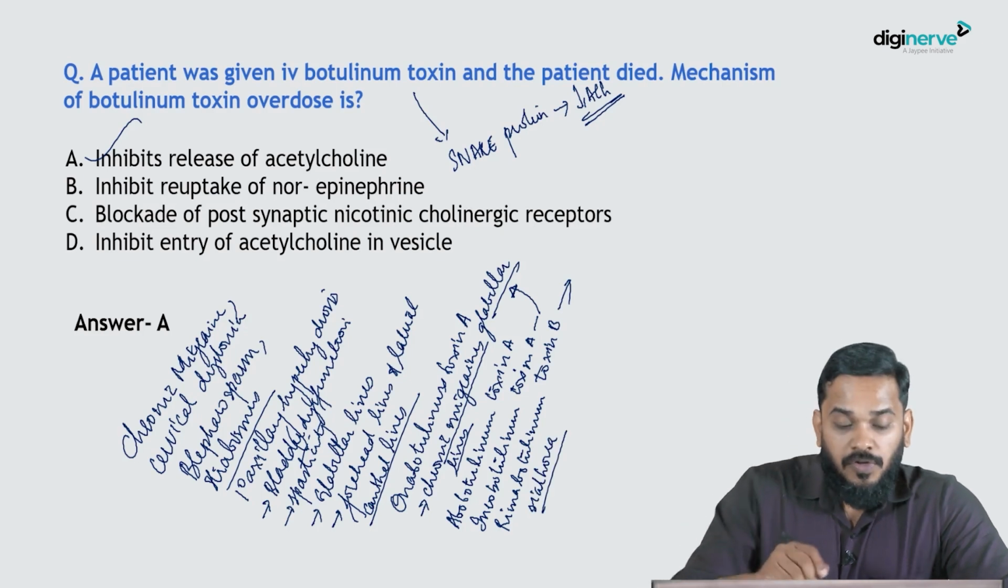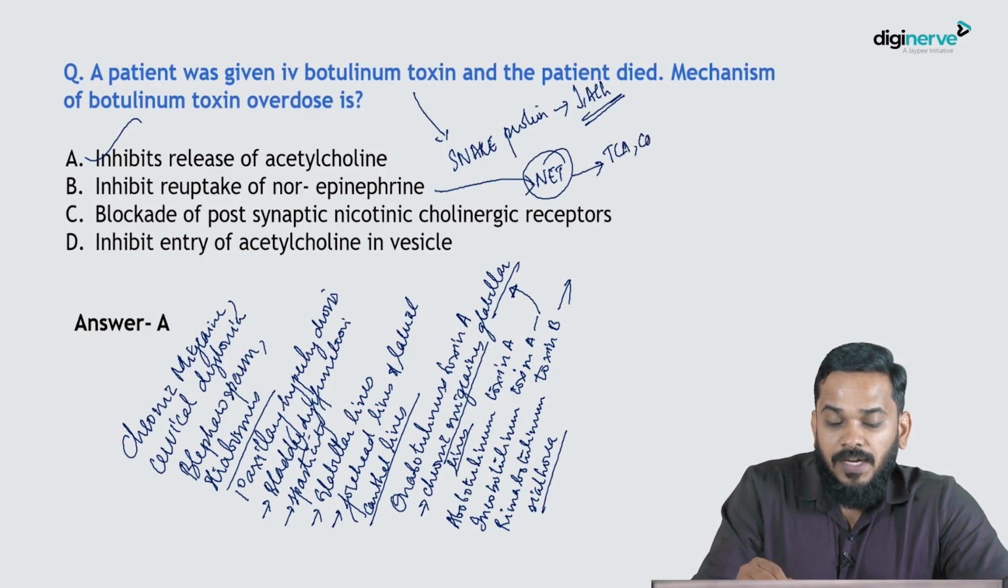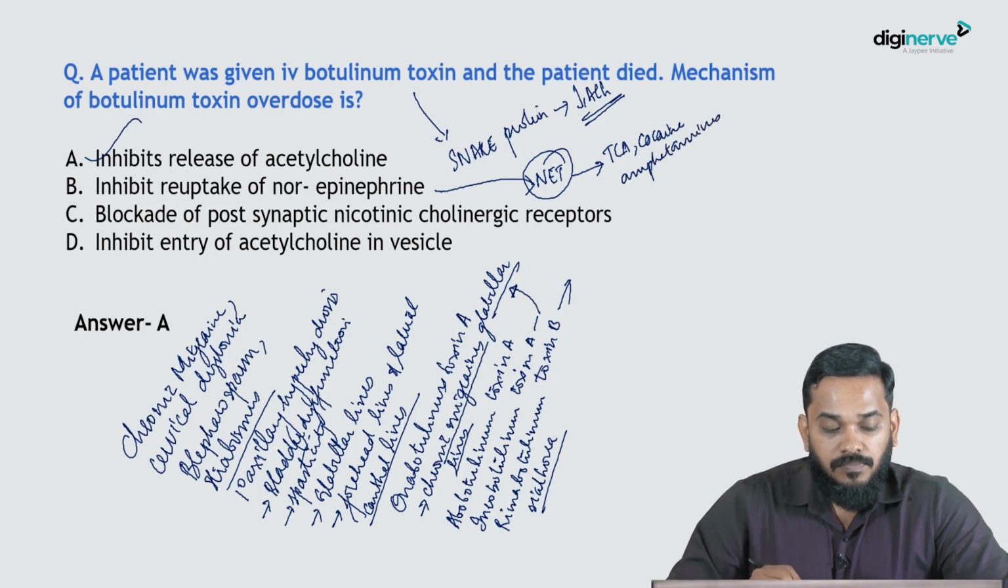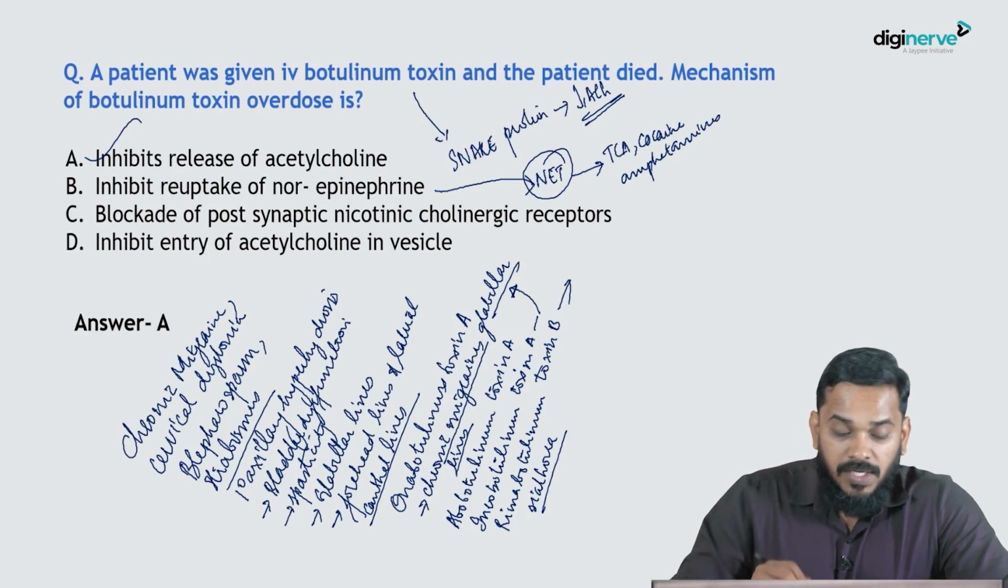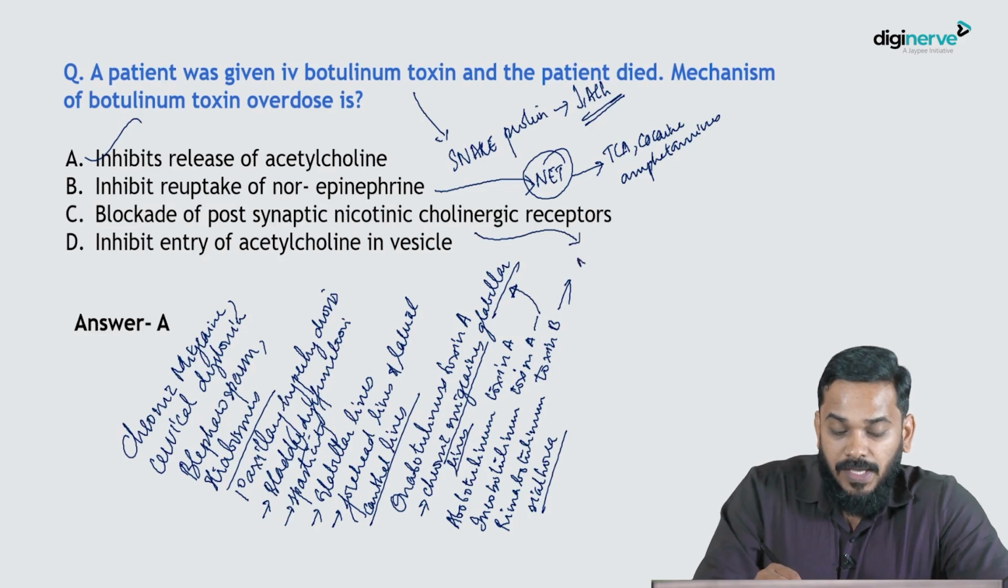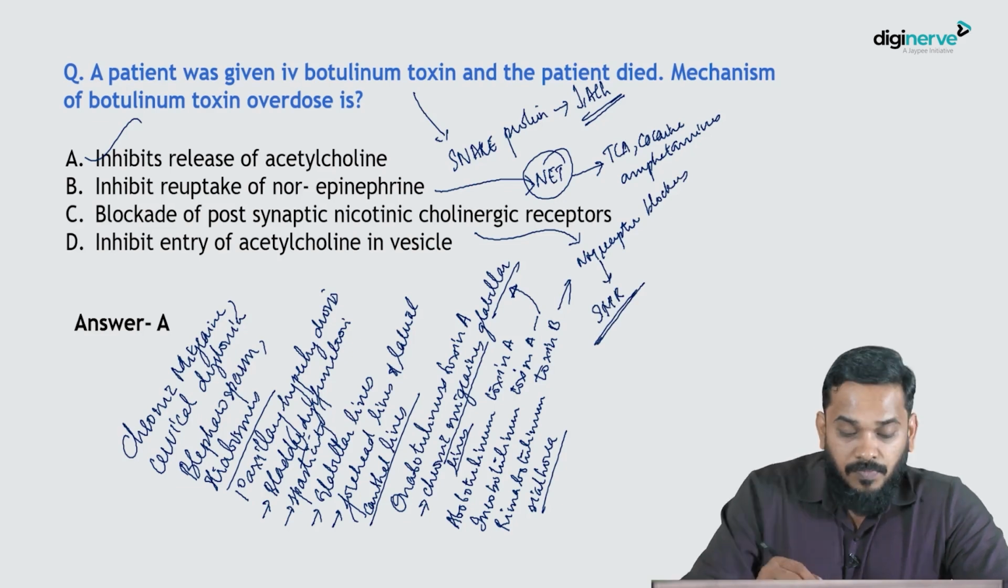The reuptake of norepinephrine from the synaptic cleft is with the help of a transporter called as norepinephrine transporter, which is inhibited by tricyclic antidepressants, cocaine and amphetamines. Blockade of postsynaptic nicotinic cholinergic receptors, they are called as NM receptor blockers, used as skeletal muscle relaxants.